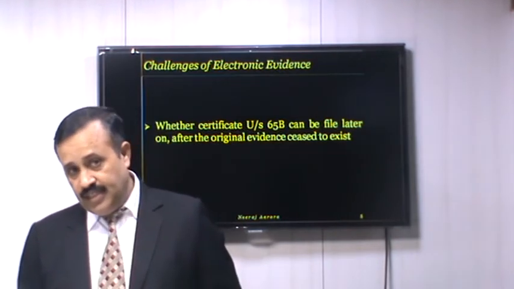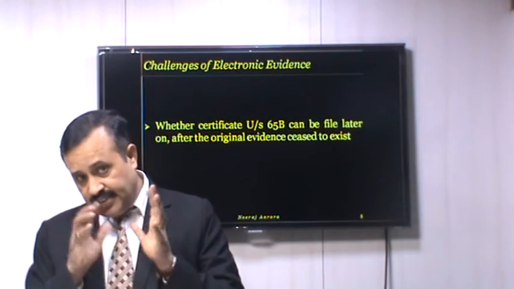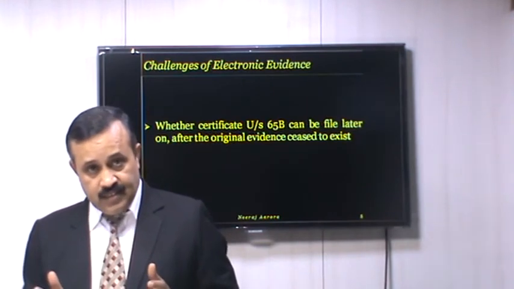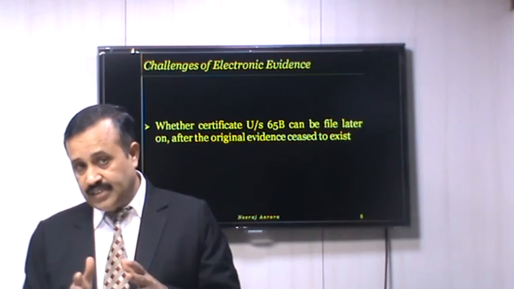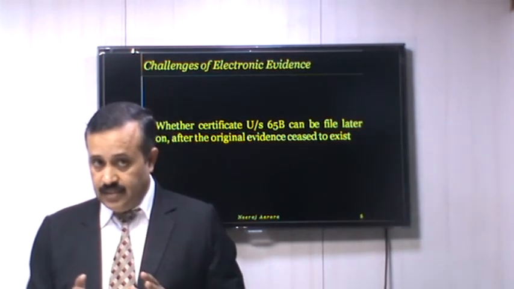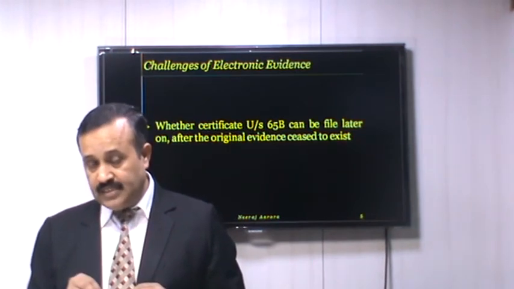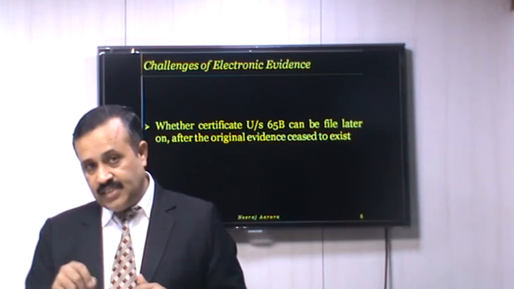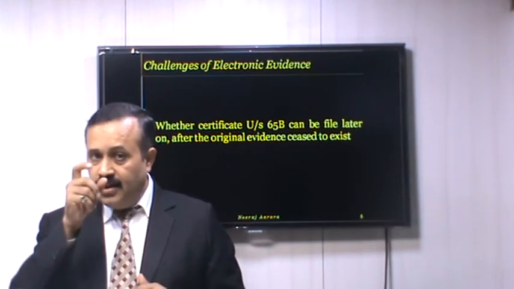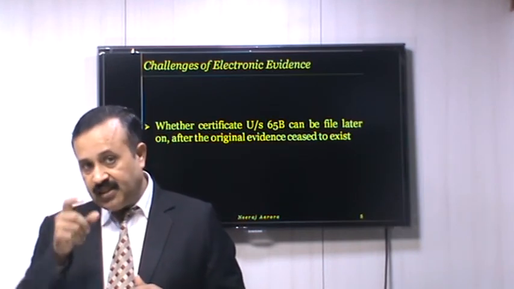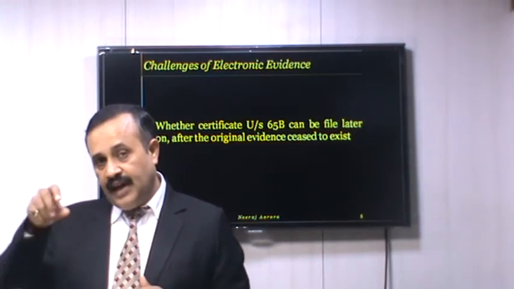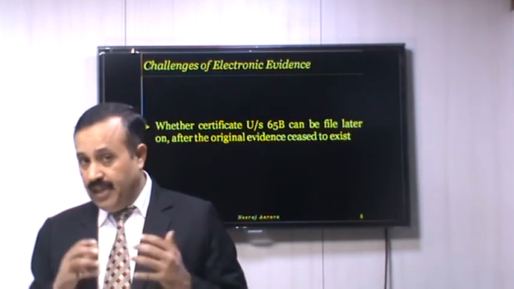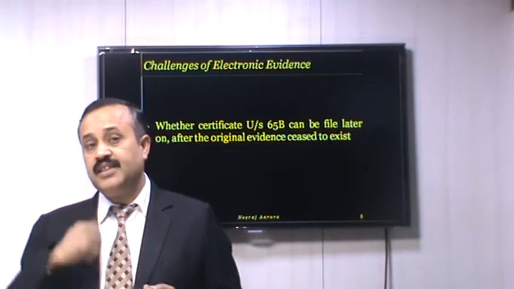In a civil proceeding, an application can be filed under Order 11, Rule 12 of the CPC. The last issue we are going to discuss is whether a certificate under Section 65B can be filed later on, after the original evidence has ceased to exist. The first thing is that a certificate under Section 65B can be filed at any stage. The second issue is whether the original needs to exist. Yes, as we have already discussed, the conditions mentioned in Section 65B subsection 2 are regarding the original electronic evidence. So at the time of issuing the certificate, we are certifying the authenticity of the original evidence: the manner in which it was created, the manner in which it was preserved, and the manner in which we obtained the secondary evidence.